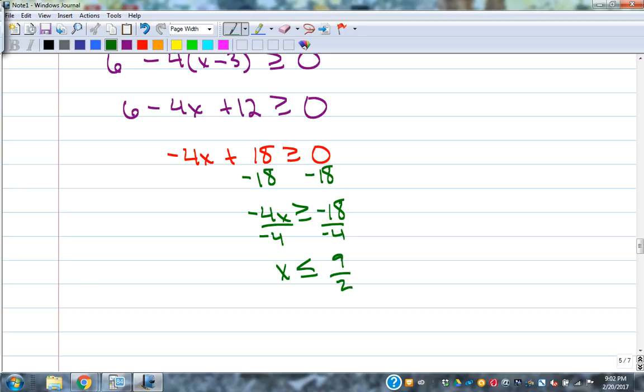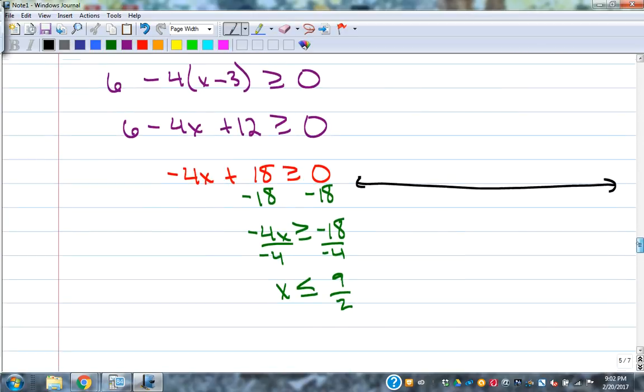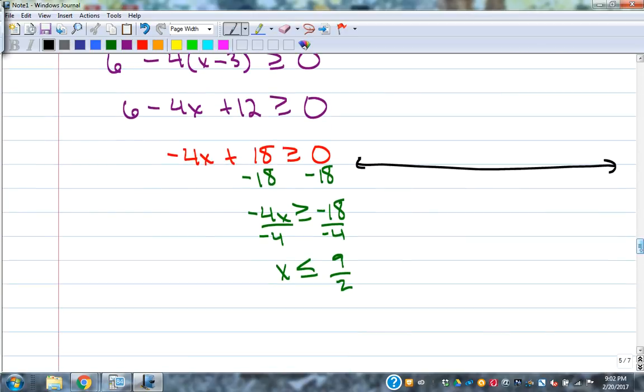Now, this is where it changes a little bit. This is where you've got to pay pretty close attention. What we've got to do is set up some test intervals here. The test intervals are going to come from your restrictions and what you found with the inequality that you solved. Okay, so 9/2 is 4.5, right? And our restriction we found was a 3. So our restriction is at 3, and then we go from 3 to 9/2.